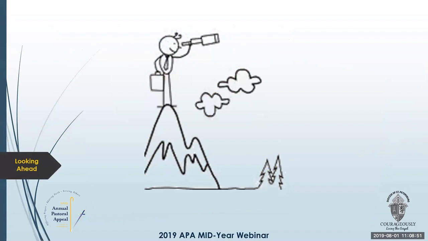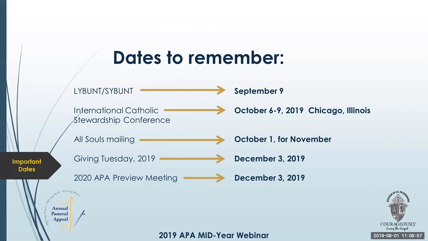Okay, what's in our future? Here are some important dates to remember. Our Lenten mailing, which was last year, but unfortunately not this year, is approaching soon. This year, we'll be taking a new approach to the Lenten letter. We'll be asking two of the top APA donors, one from either Pinellas or Hillsborough County, and the other from Pasco, Hernando, or Citrus County.